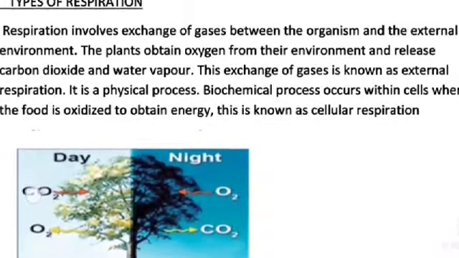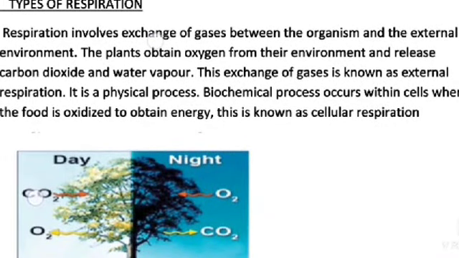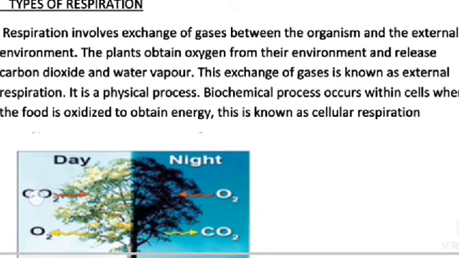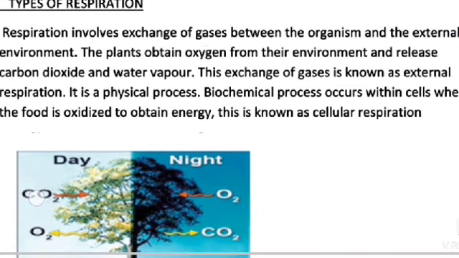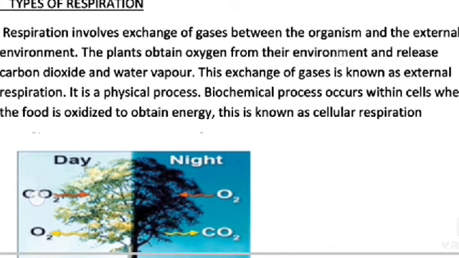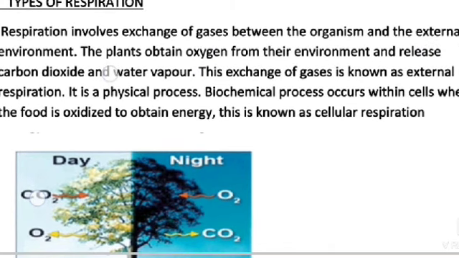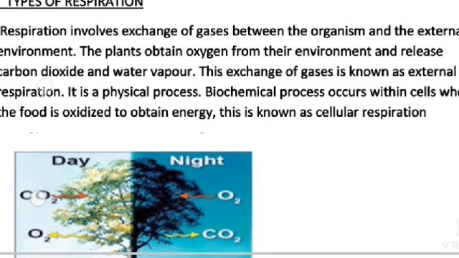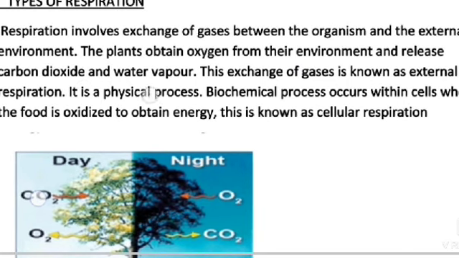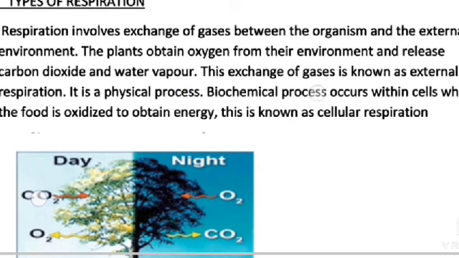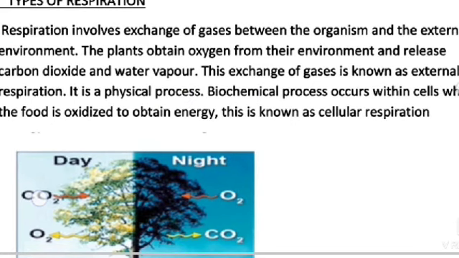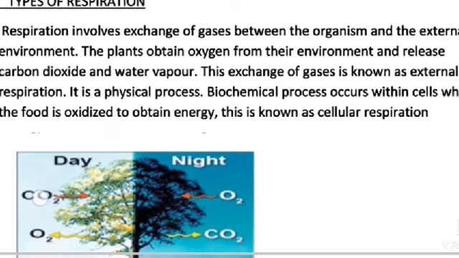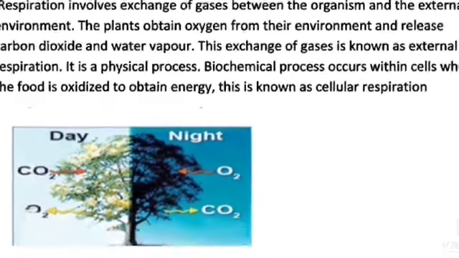Types of respiration. Respiration involves the exchange of gases between the organism and the external environment. The plants obtain oxygen from the environment and release carbon dioxide and water vapor. This exchange of gases is known as external respiration. It is a physical process. The biochemical process that occurs within the cell, where the food is oxidized to obtain energy, is known as cellular respiration.